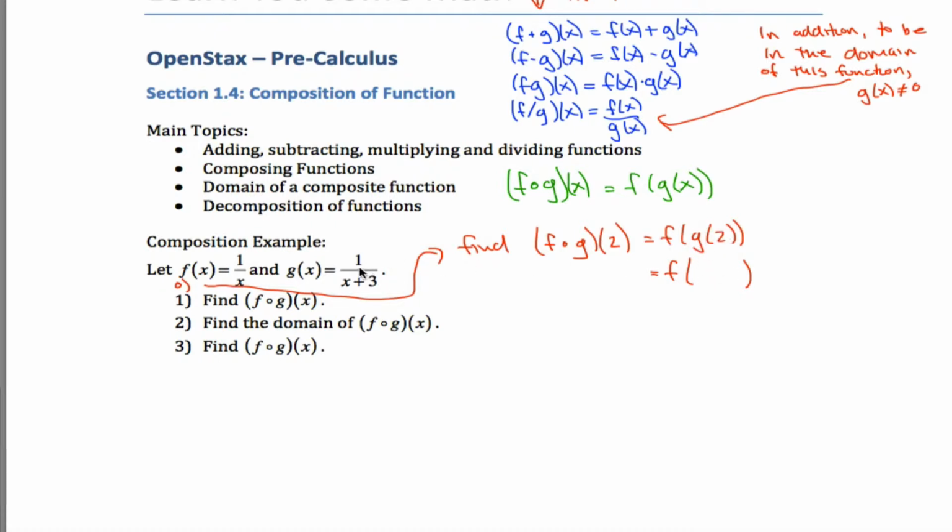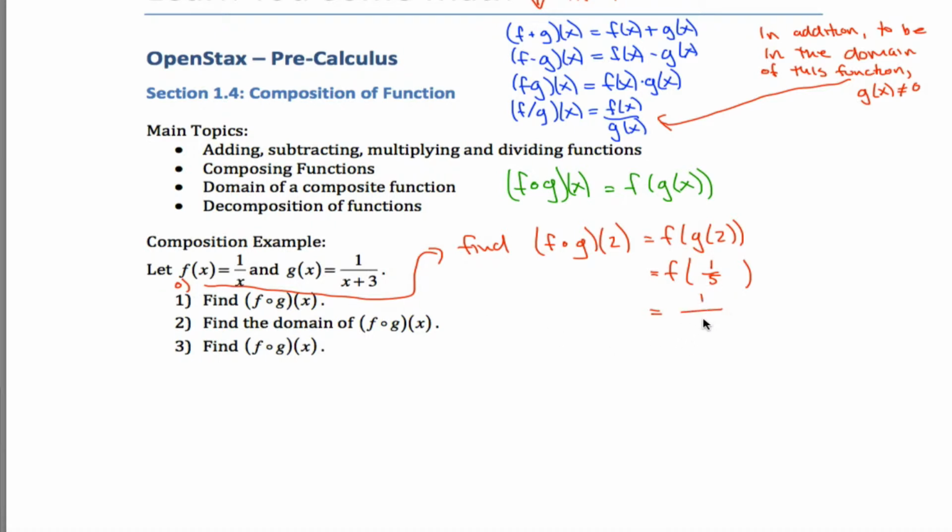So g of 2, I can figure that out because g of x is 1 over x plus 3. So g of 2 would be copy this thing, and everywhere you see an x, change it into a 2. G of 2 would be 1 over 2 plus 3, which is 1 over 5. So g of 2 is 1/5. So f of g of 2 is the same as f of 1/5. And f of 1/5 I can figure out because f of x is 1 over x.